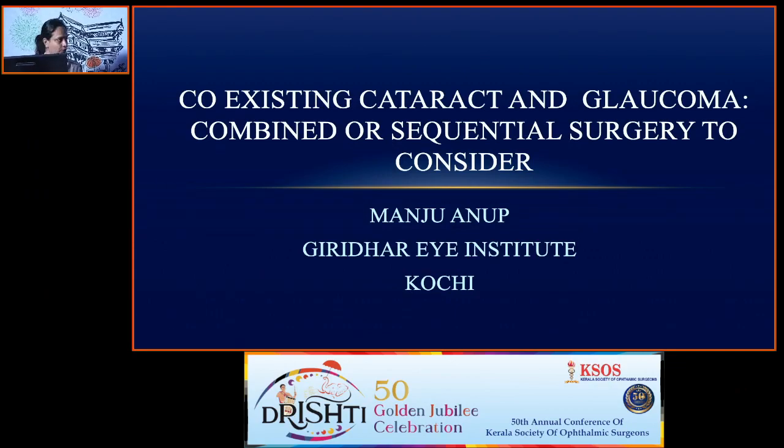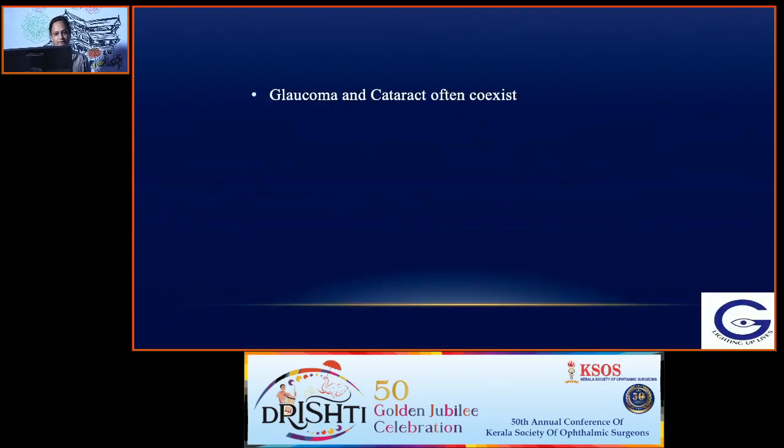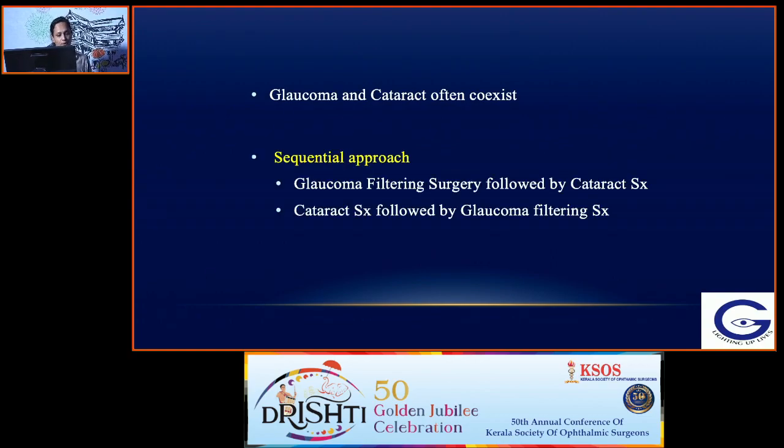Thank you, Dr. Ambika, for the invite. I'll be talking on the management of coexisting cataract and glaucoma. Glaucoma and cataract often coexist. So the choices include a sequential approach, that is, you can do a glaucoma filtering surgery first, followed by cataract surgery whenever indicated. Or you can do cataract surgery followed by glaucoma surgery later. Or you can do a combined surgery and do both in one sitting.